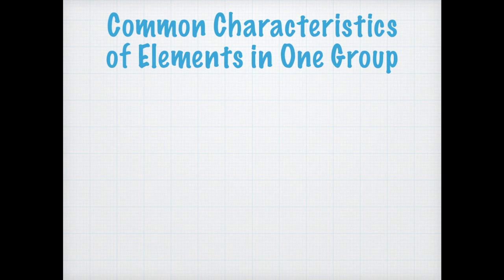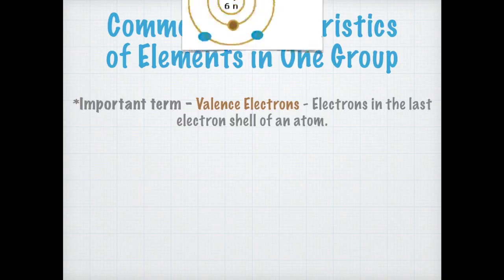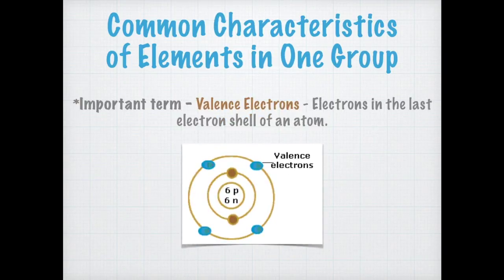Let's look at the common characteristics of all the elements in one group. Now let's look at an important term. What is a valence electron? Well, a valence electron is an electron in the last electron shell of an atom. Let me show you with a diagram. So this is the structure of an atom, the Bohr atomic model, as we saw in the first video. The electrons in the final shell of the atom are the valence electrons. Okay, the number of valence electrons varies from atom to atom.